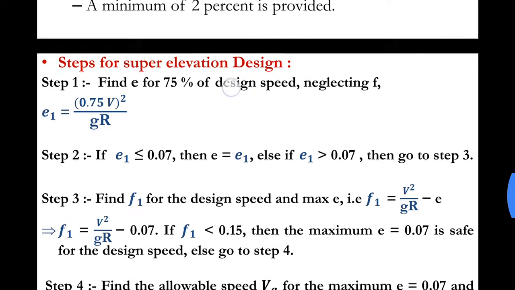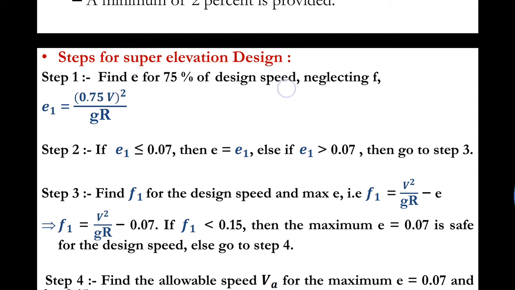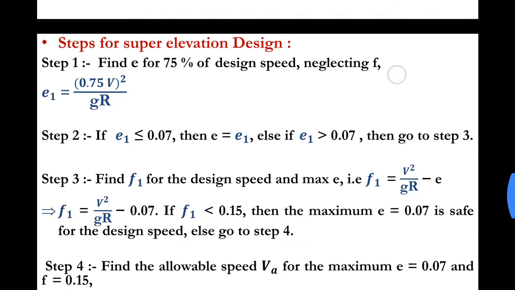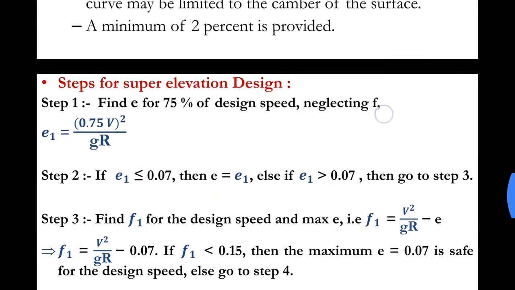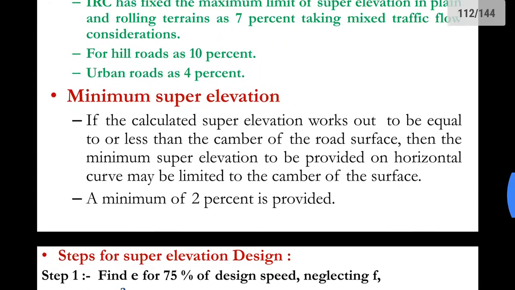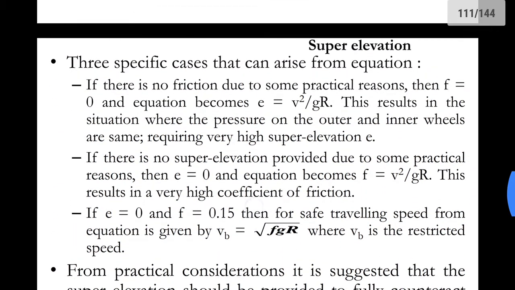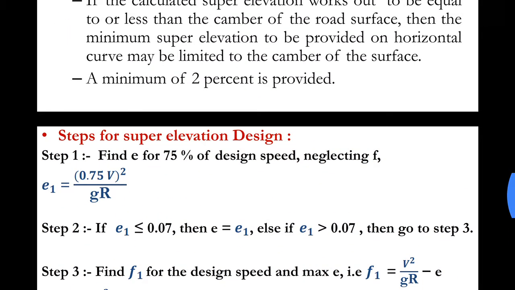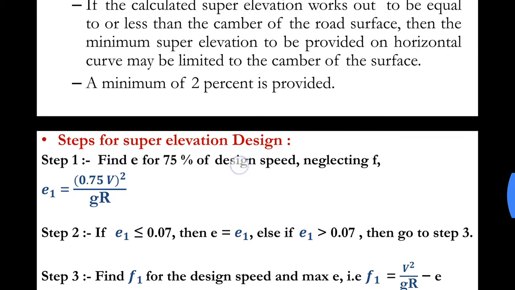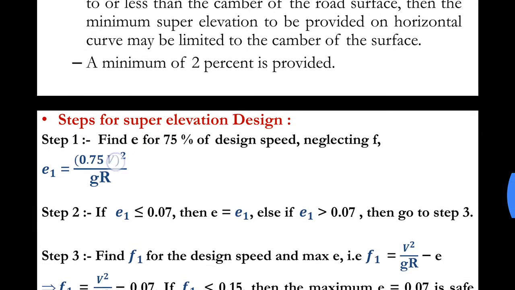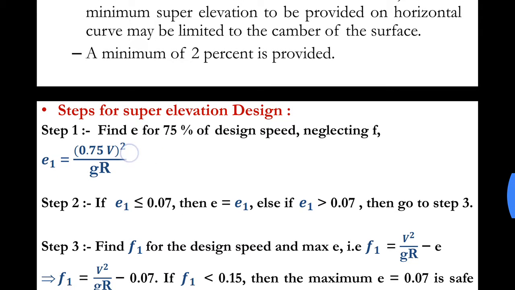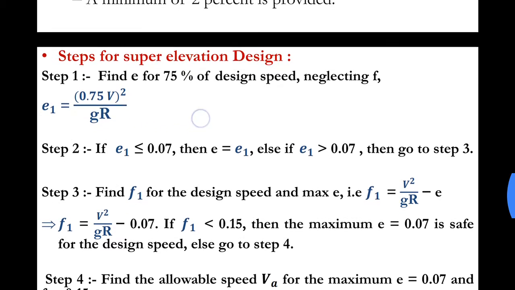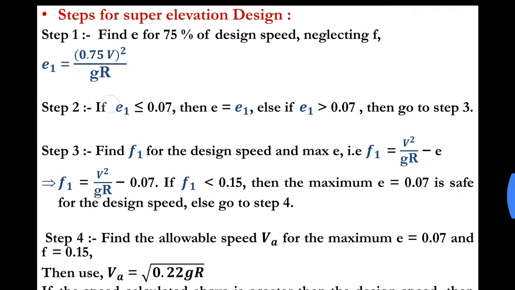Step 1: find E for 75% of the design speed, neglecting F. We have to neglect F, hence F is equal to 0. Therefore E is equal to V square by GR. And what is V? V is only 75%, so V would be equal to 0.75 V, whole square divided by GR. Using this step we find out the value of E, that is super elevation.